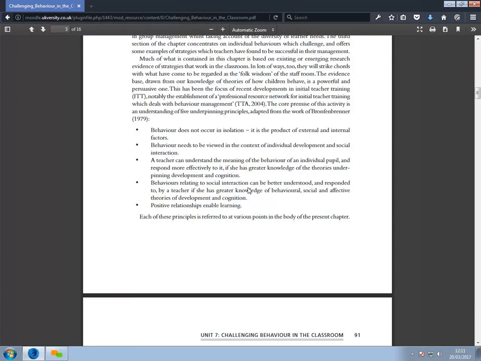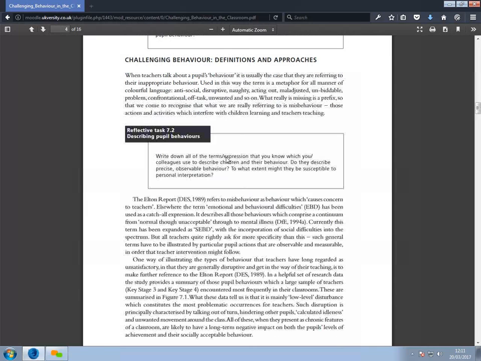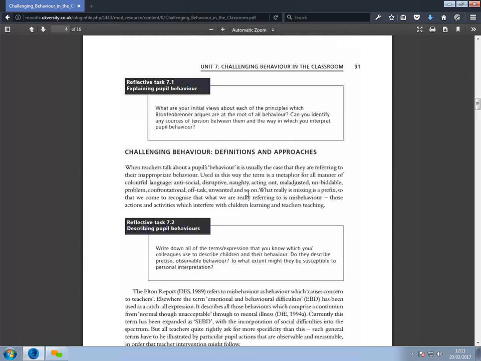Behaviours related to social interaction can be better understood and responded to by a teacher whose knowledge of the behavioural, social and affective theories developing cognition. Positive relationships enable learning. I think we all know that. It's studying behaviour definitions and approaches, so it's looking at some of the ways that you can cover to manage your own response to challenging behaviour.